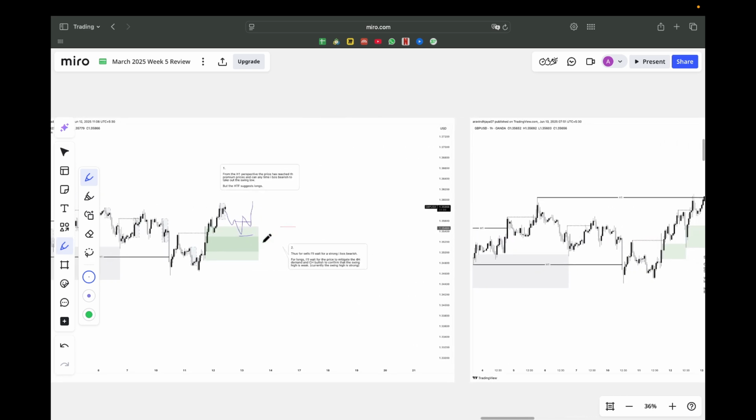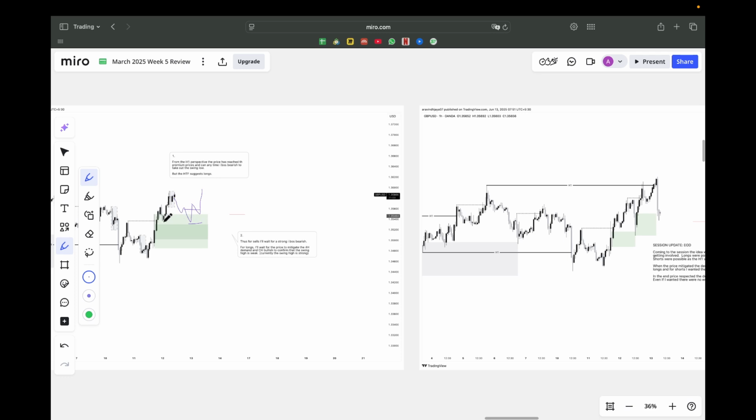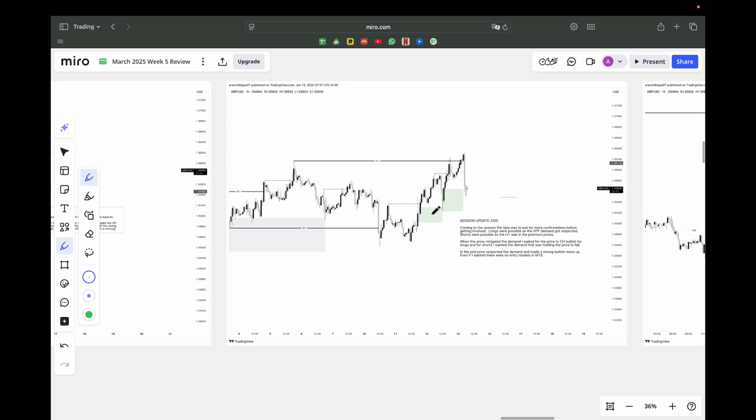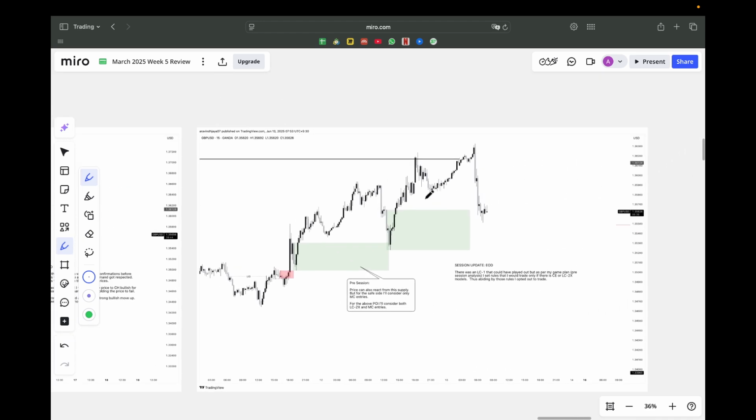Okay, yeah, this is that POI, right? Good, you got it. This POI was actually mitigated, and that POI is this one. So price actually mitigated this POI, and it pushed straight up. So was there an entry right here? No, there is no entry. That's what I'm going to show you.